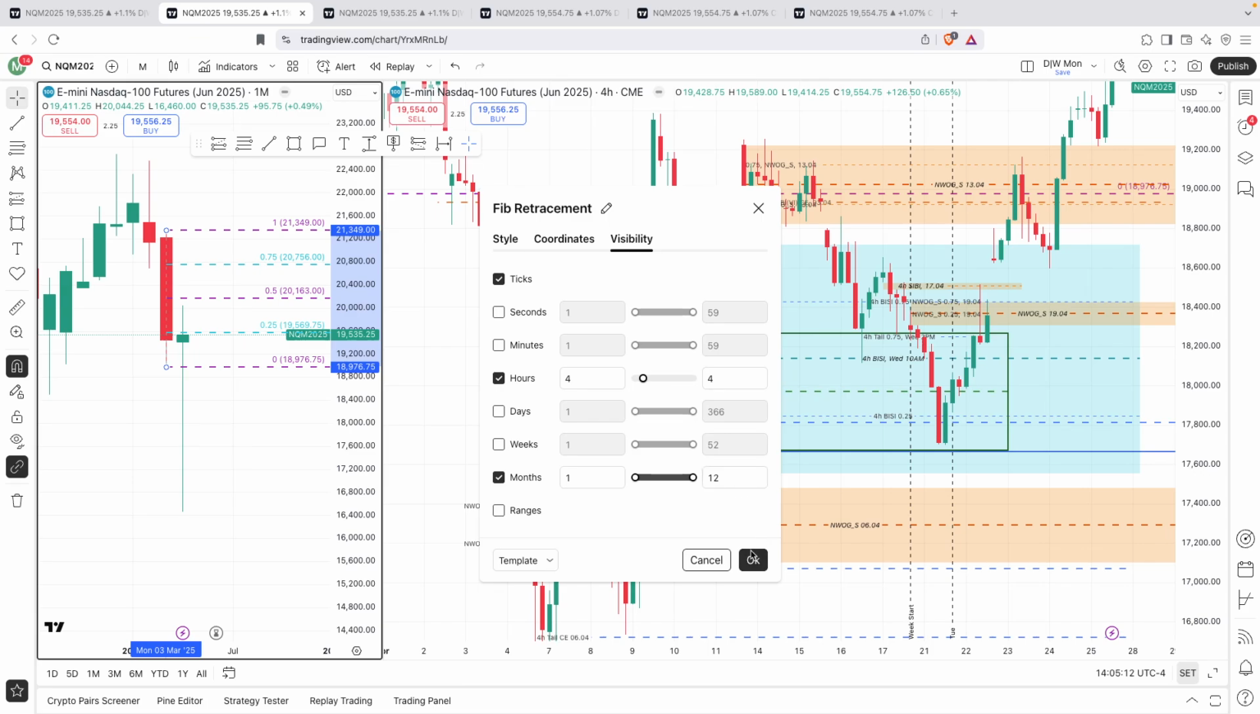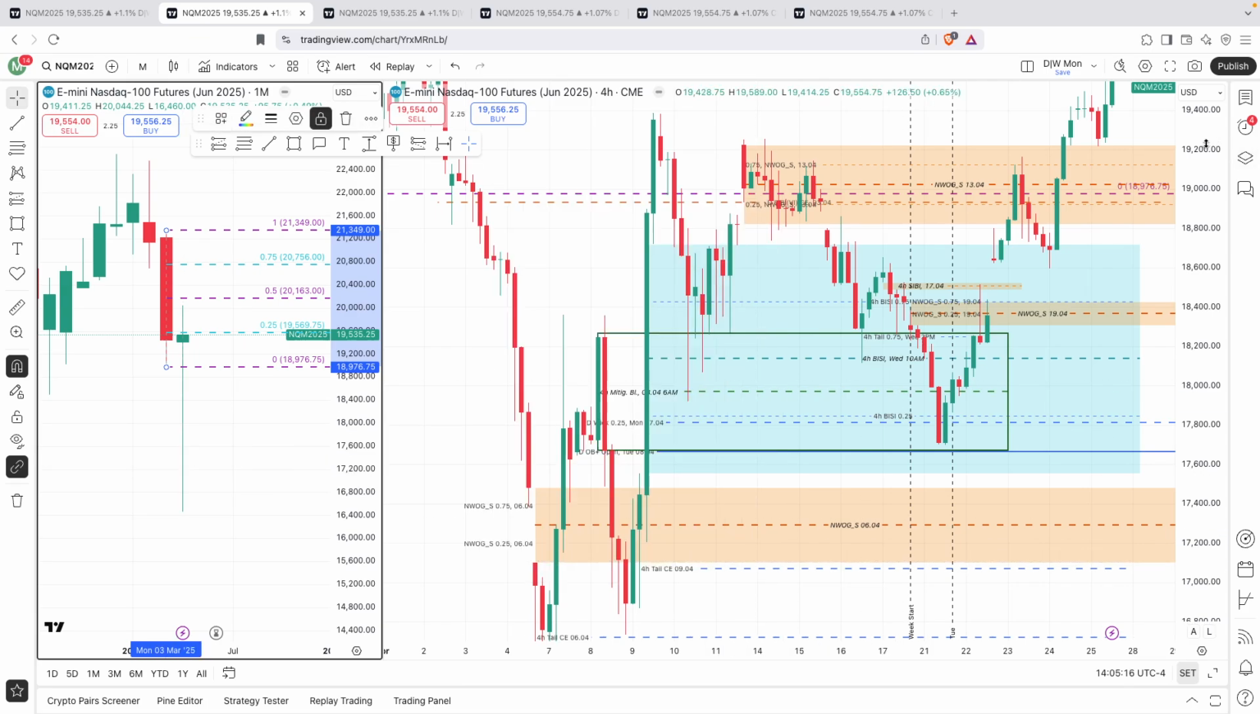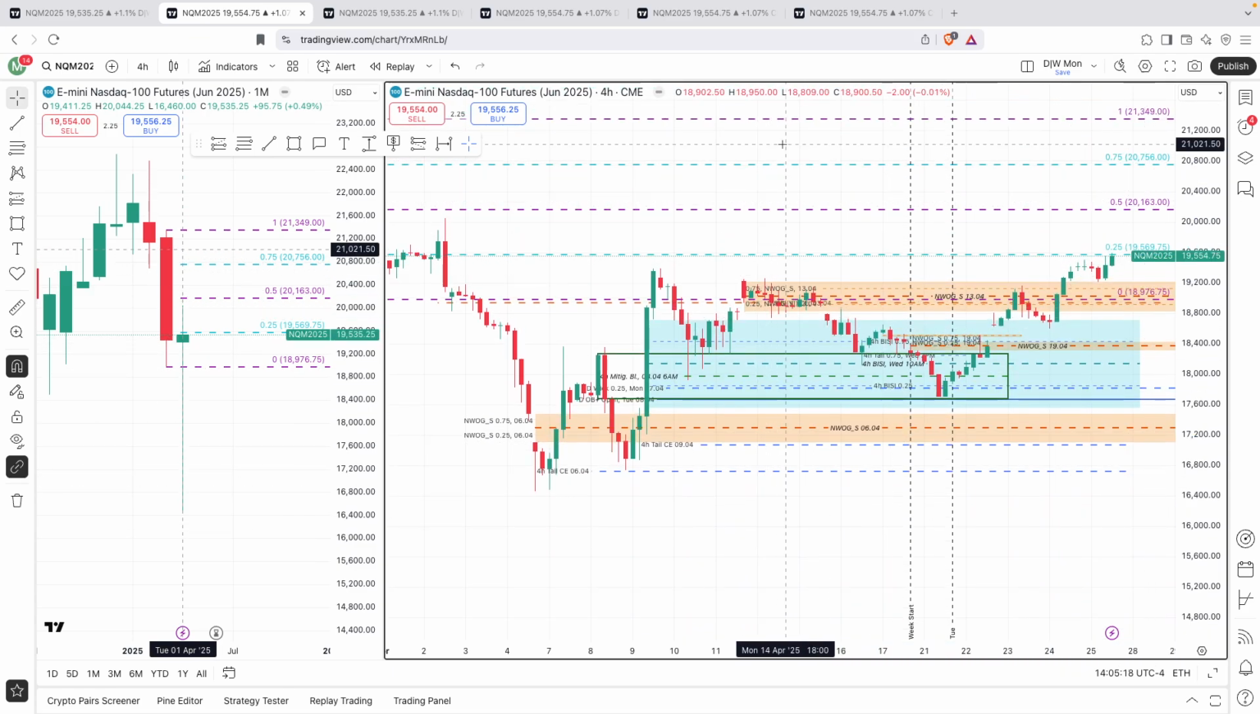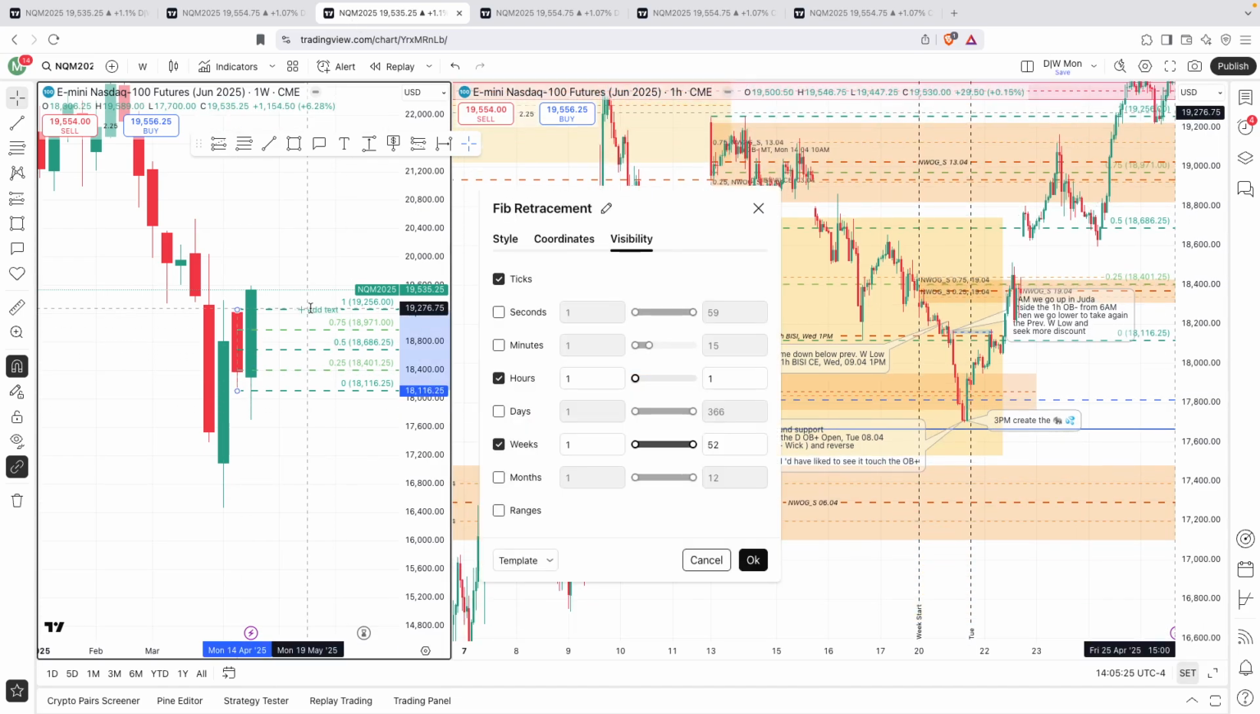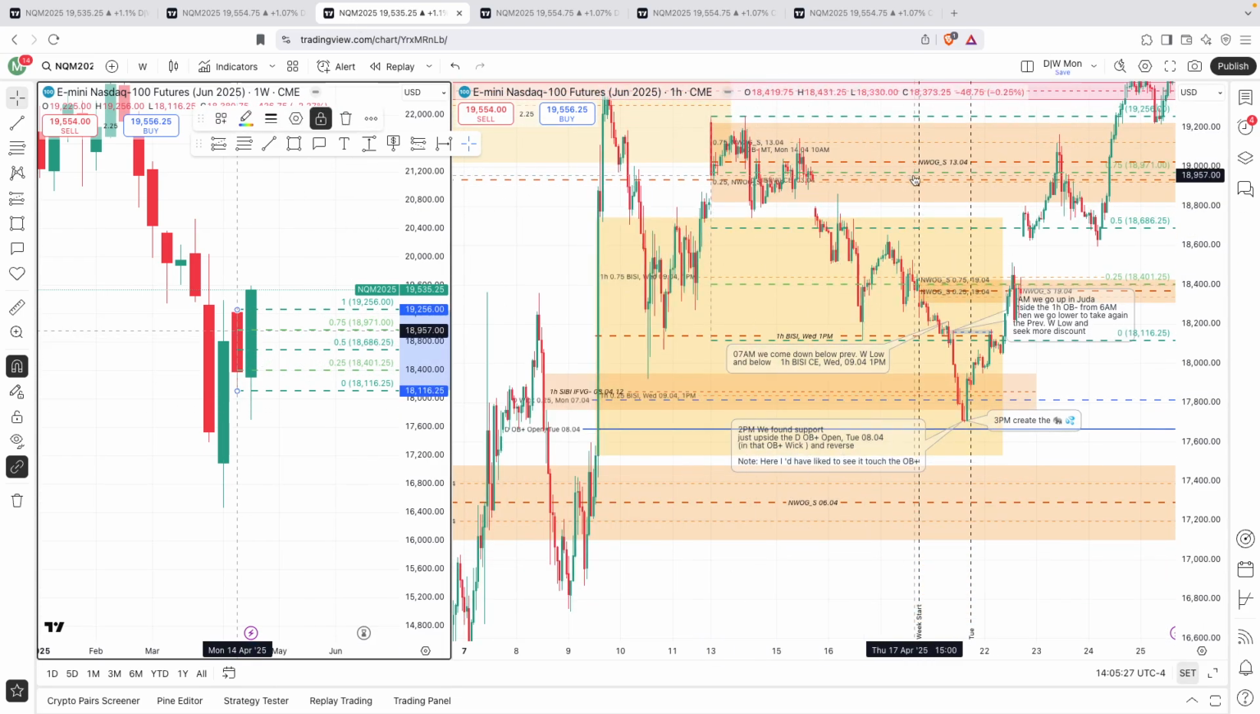This is also called the Trinity in ICT concept. So this we're going to show in the 4 hours. So here we can see these levels over here. And then for the 1 hour, we are going to show the weekly levels. So these are these levels.